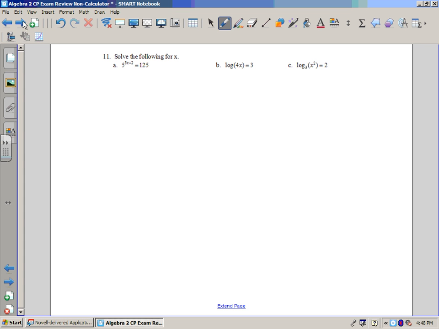Number 11a, I'm going to get a common base for both, and so I've got 5 to the 3x minus 2. I can write 125 as 5 cubed. Taking the log base 5 of both sides, 3x minus 2 is equal to 3, so x is going to be equal to 5/3.